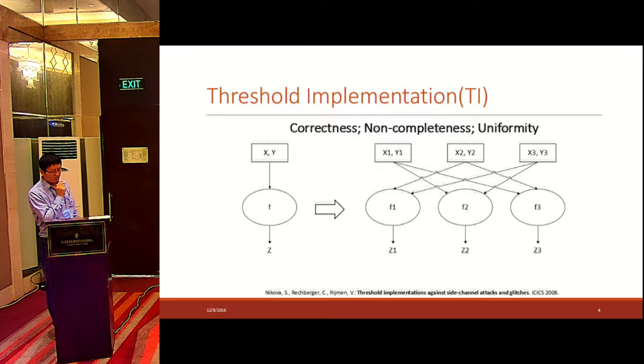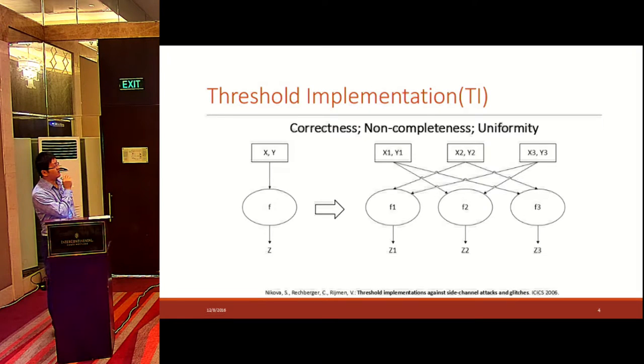The basic idea of threshold implementation is to split the intermediate variables and functions into different shares. A valid sharing of TI should satisfy three requirements: correctness, non-completeness, and uniformity. One of the most important is non-completeness, which means that each shared function should be independent of at least one input share.